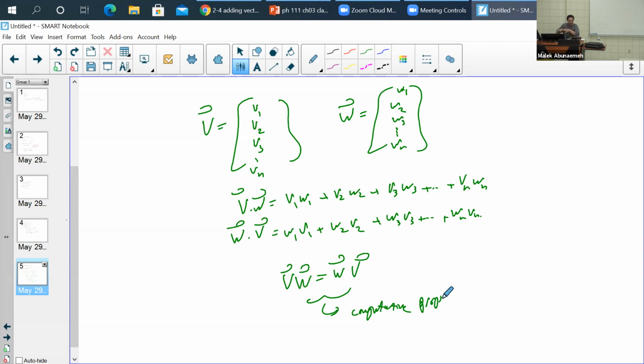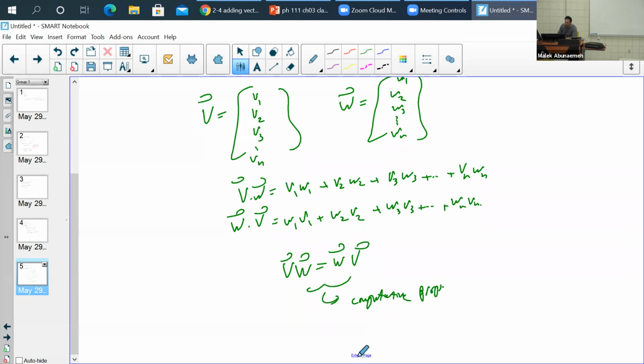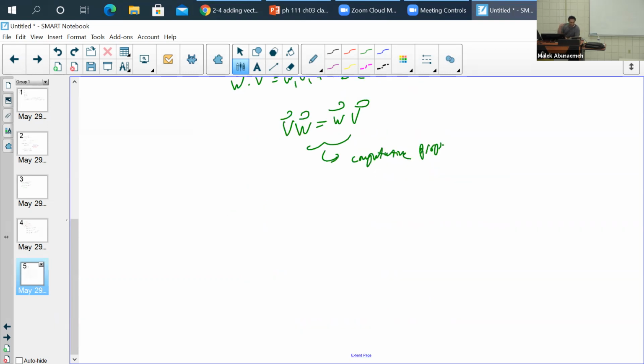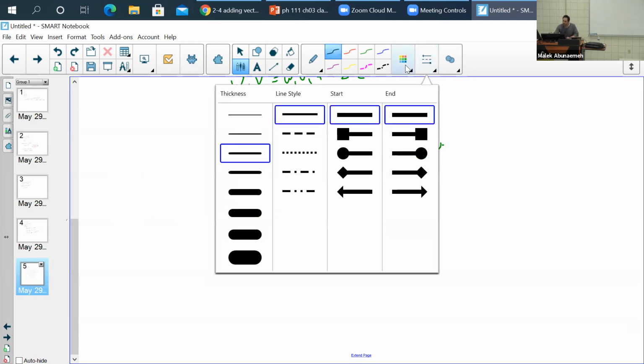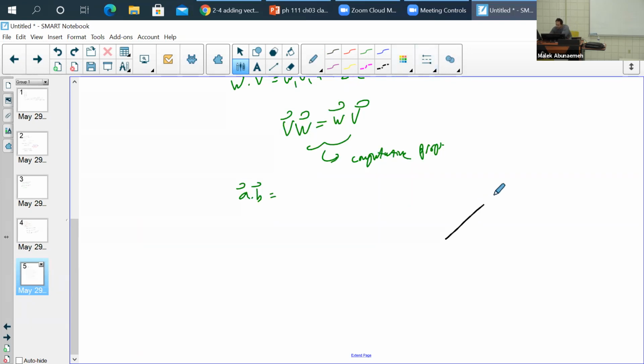Now, the angle between them is given by your A dot B. When you actually do that, the angle between them, so let's say you have, actually, let me just get a different color. Go this over here.